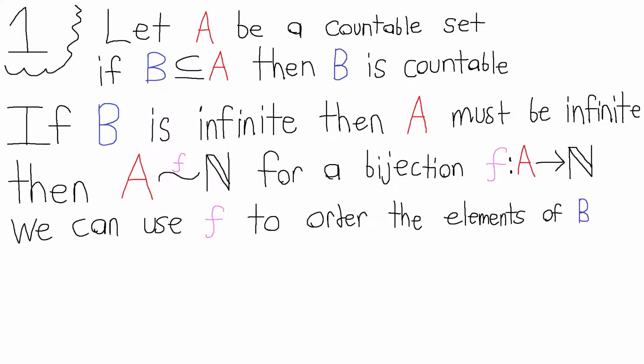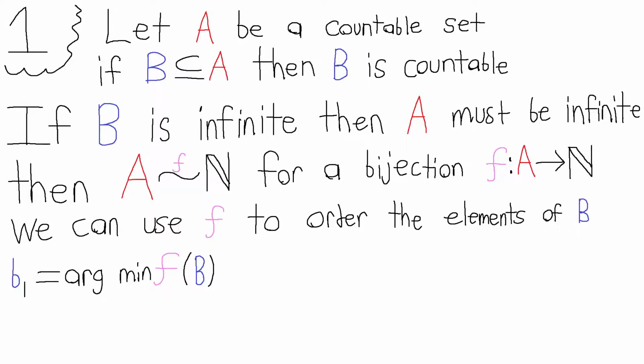We can actually use this bijection f to order the elements of B, simultaneously finding a way to count the elements of B, and also finding a bijection between B and the natural numbers. We can choose the first element of B, B1, as being the element of B that gets mapped to the smallest natural number in the image of B. Here, min f of B denotes the smallest natural number in the image of B. Argmin f of B denotes the argument of f, or the element of B, that gets mapped to this minimum.